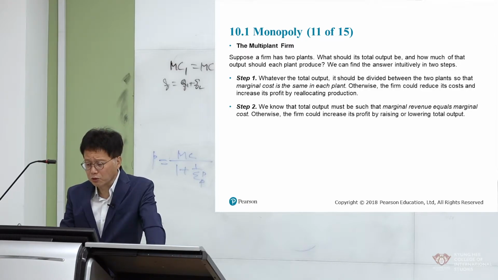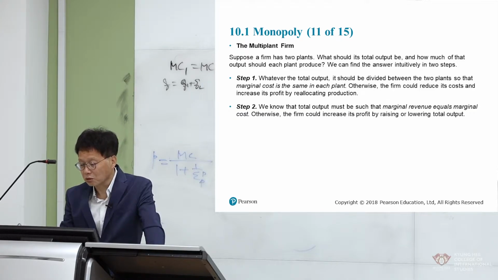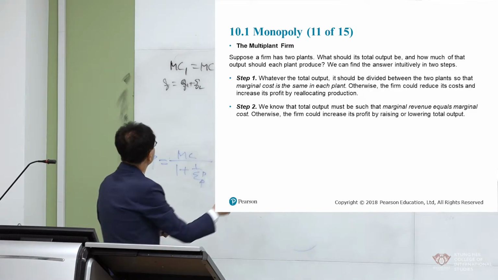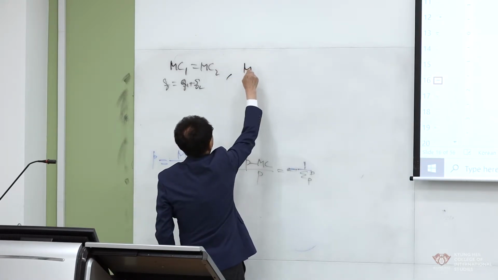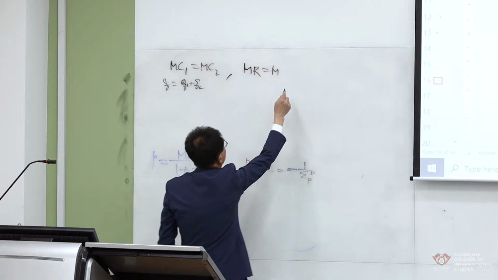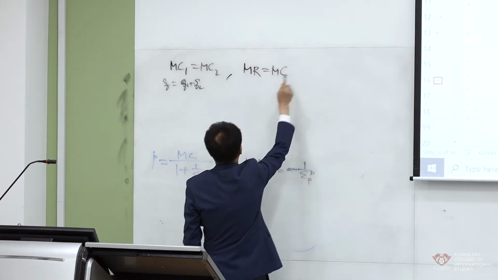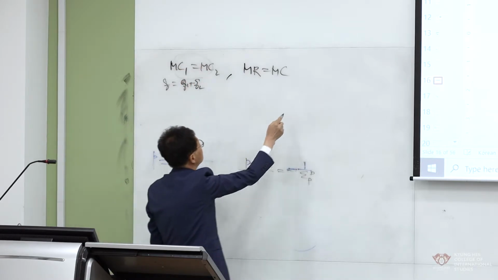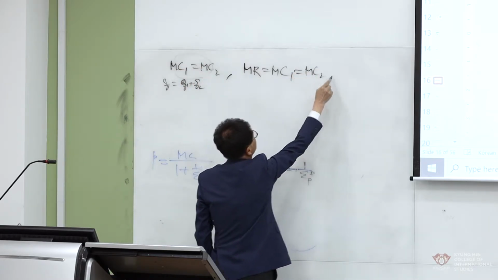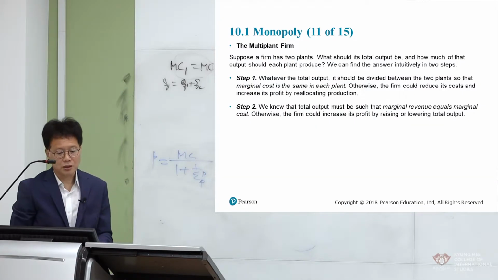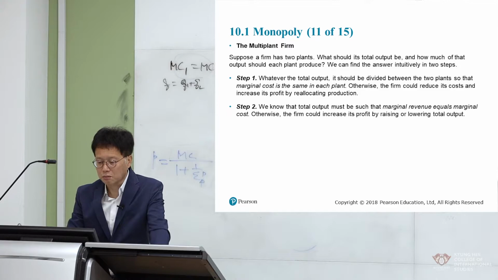Step two: we know that total output must be such that marginal revenue equals marginal cost. That is the profit maximization condition. Otherwise, the firm could increase its profit by raising or lowering total output. So the second condition is marginal revenue equals marginal cost, and the first condition is this one. In sum, when both conditions are satisfied, that is the profit maximization condition for the multi-plant firm.